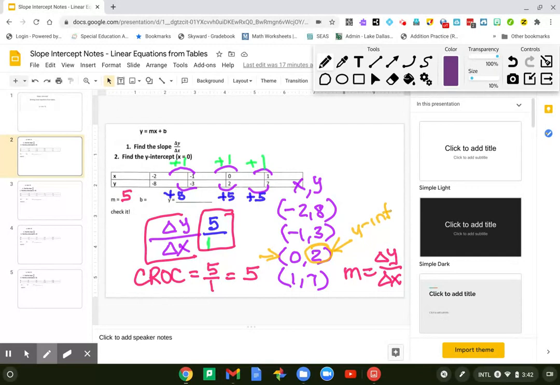So that being said, if I were to graph this, I would start at 0 and go up 2. That's where it would cross, and it would do something similar to that. So my equation of my line is y equals 5x plus 2. This right here is my m. This right here is my y-intercept. This is your answer.